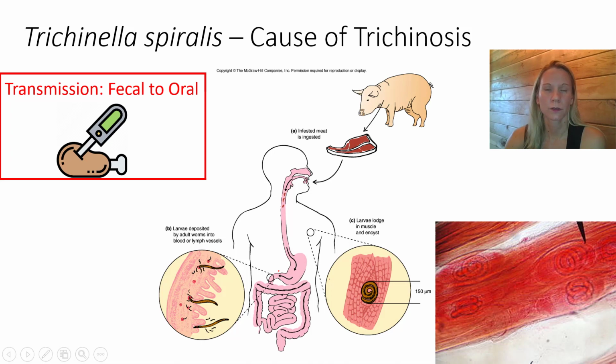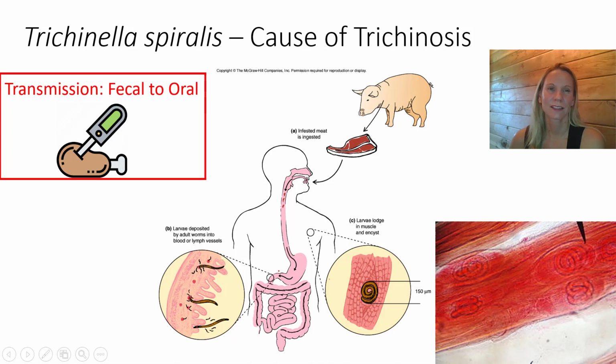Okay, so this one is also transmission fecal to oral. However, this particular pathogen, this is Trichinella spiralis, the cause of trichinosis. Notice it's fecal to oral transmission, but I have a picture here of a meat thermometer stuck in there because the way to prevent this transmission, hand washing isn't going to help here, actually. What's going to help is to thoroughly cook your meat to the correct temperature.